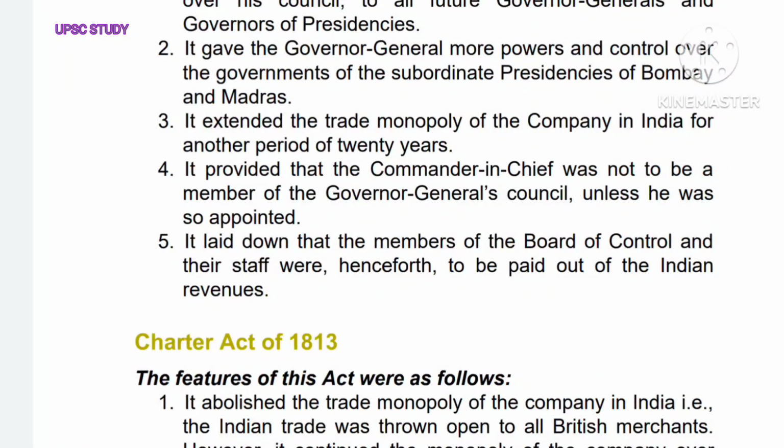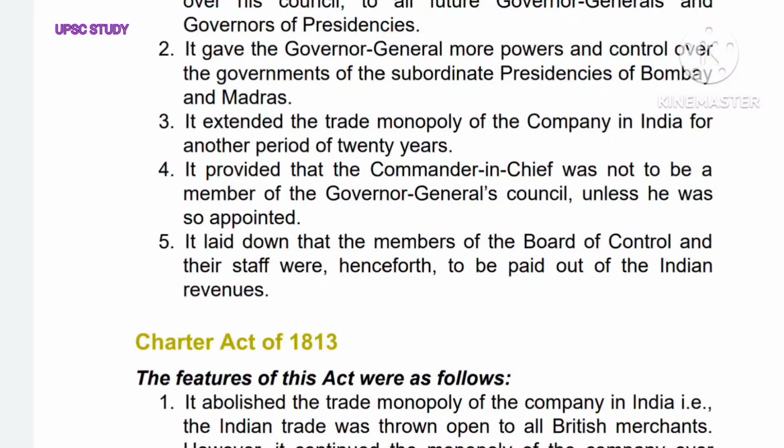Number 4. It provided that the Commander-in-Chief was not to be a member of the Governor General's Council unless he was so appointed. Number 5. It laid down that the members of the Board of Control and their staff were henceforth to be paid out of the Indian revenues.